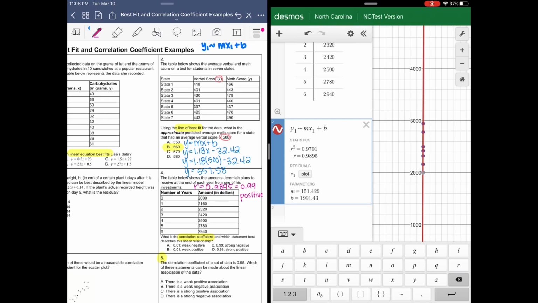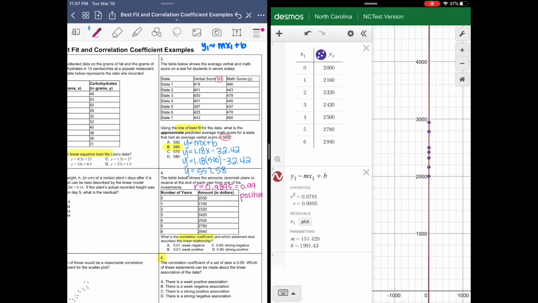Since we got a line that goes through these points and fits them well, our r value, 0.99, is really close to 1. So since it's close to 1, we say that it is strong.